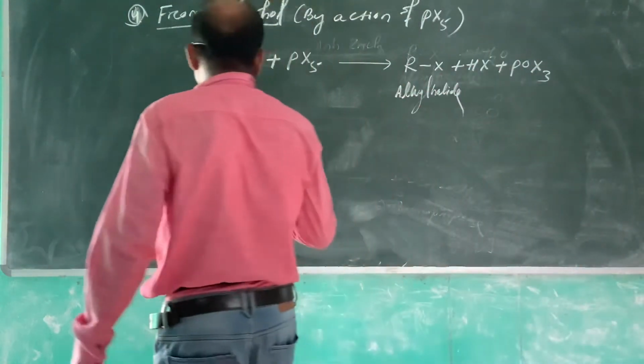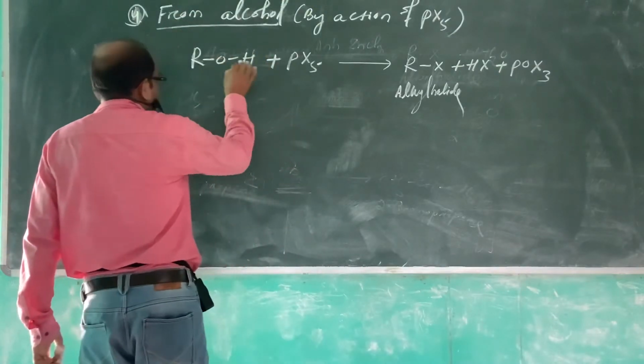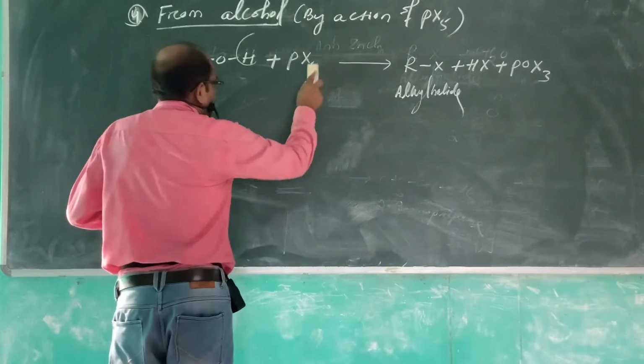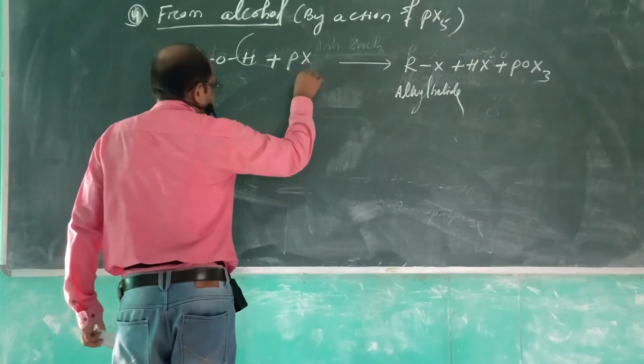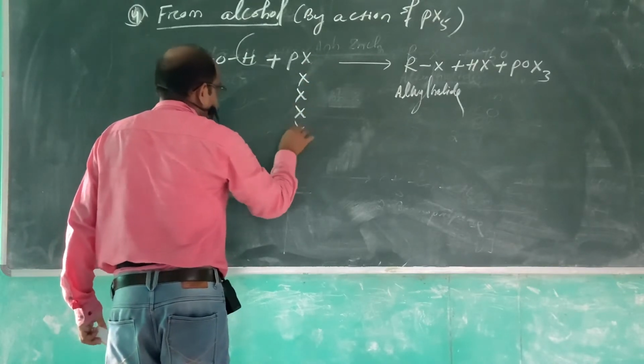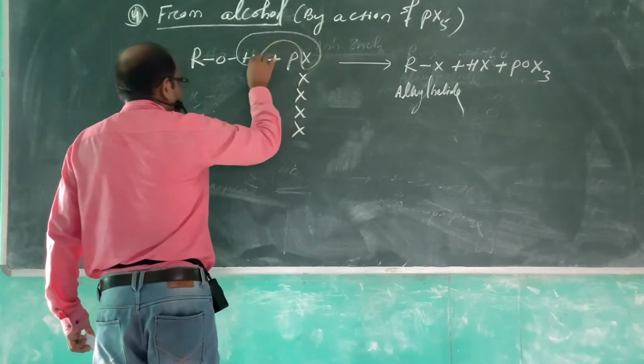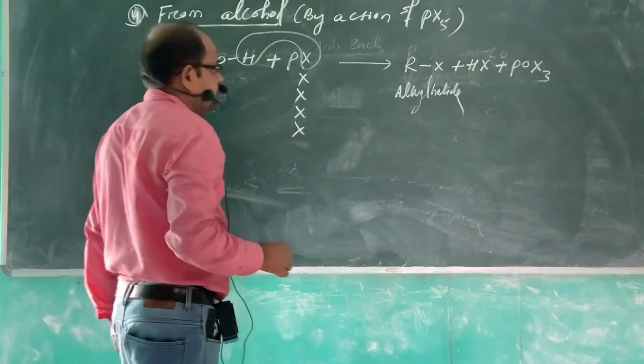Here hydrogen atom of alcohol combines with the halogen atom of phosphorus pentahalide gives HX.